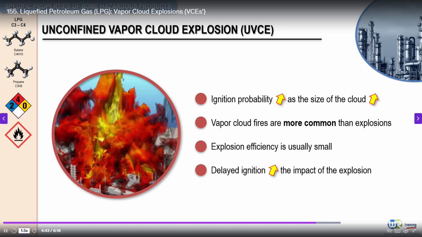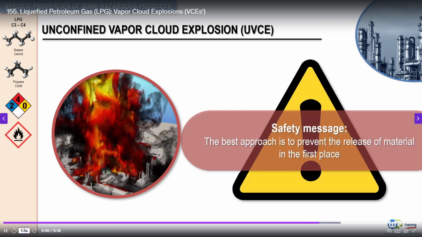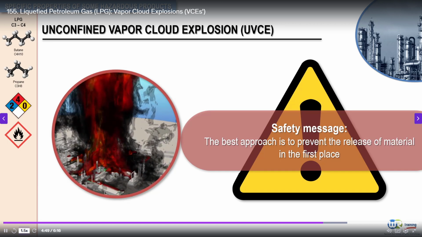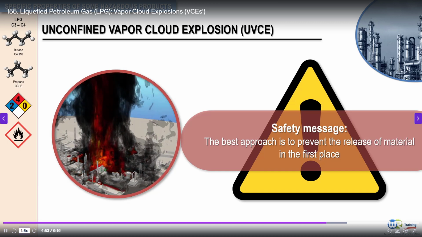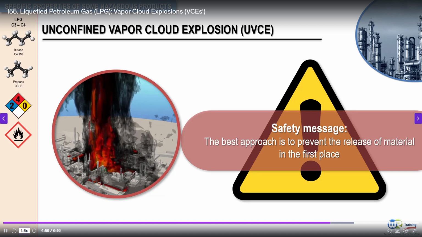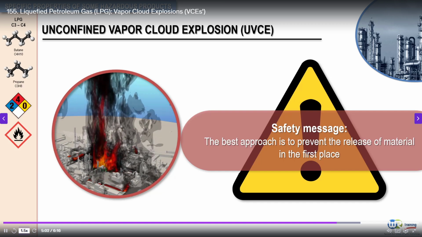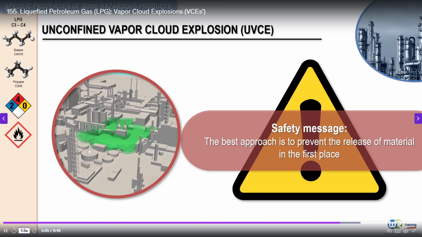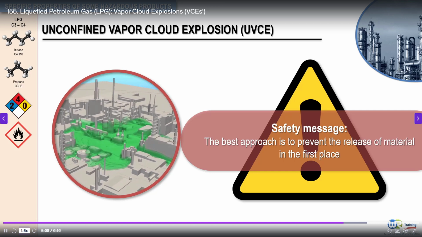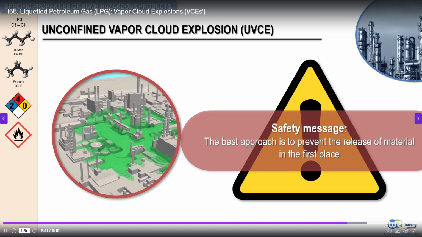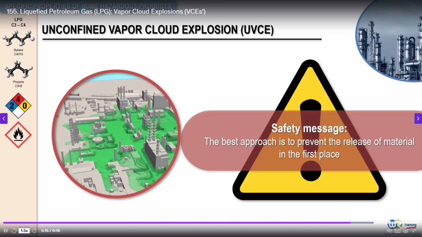Now, of course, from a safety standpoint, the best approach is to prevent the release of material in the first place. Keep in mind and always remember, a large cloud of combustible material is dangerous and almost impossible to control, despite any safety systems installed to prevent ignition. Recall, even though ignition sources are identifiable, they are uncontrollable.